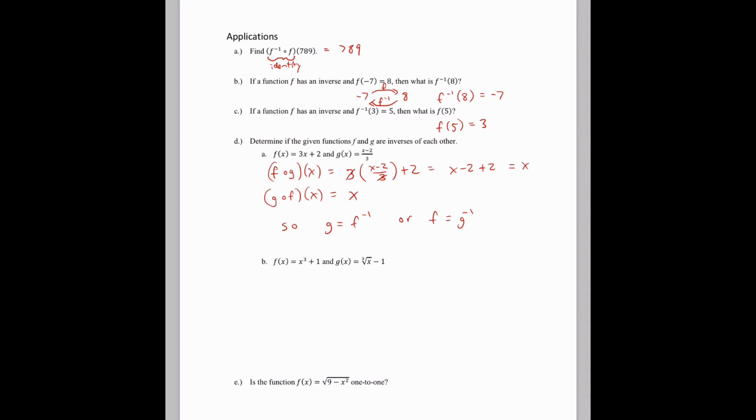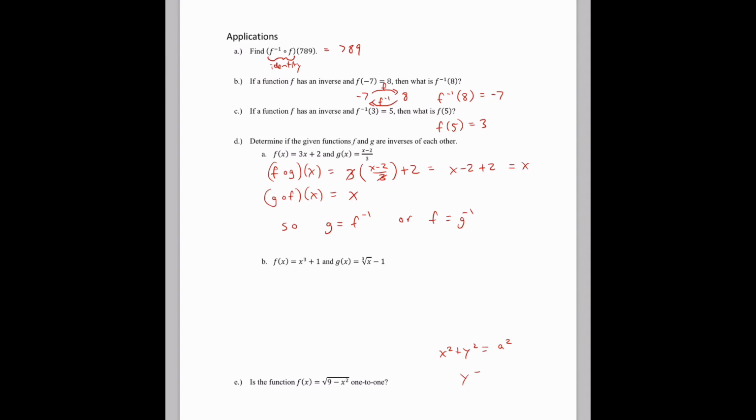All right, so for E, we've got here, we can go ahead and see this one. Is this function one-to-one? Well, if you look, this is actually a semicircle. It's part of a circle. If you have the equation x squared plus y squared equals a squared, that's the equation of a circle.